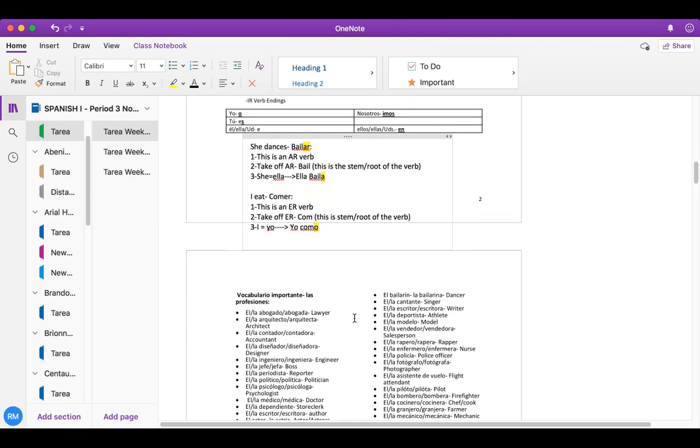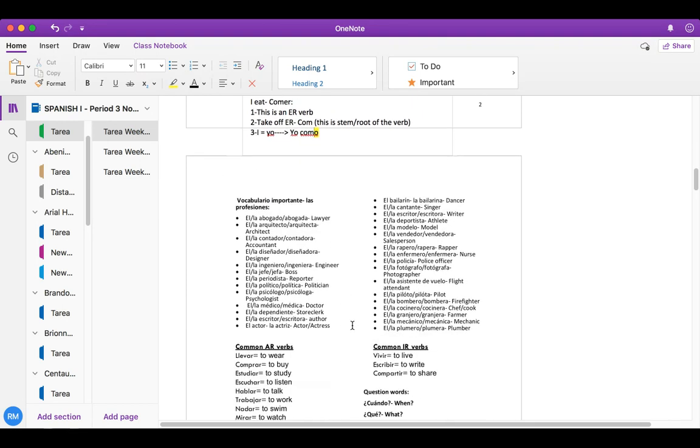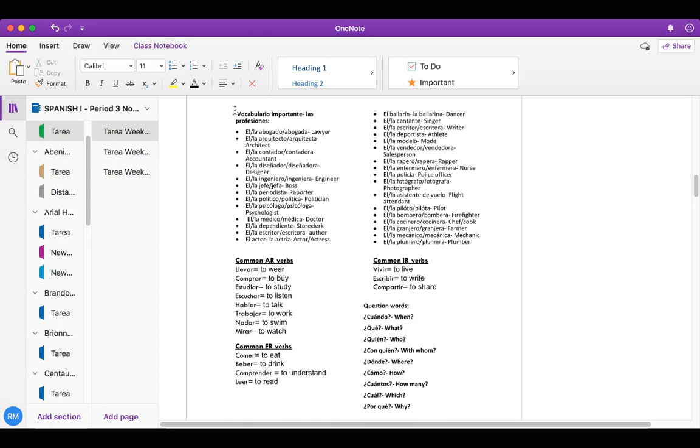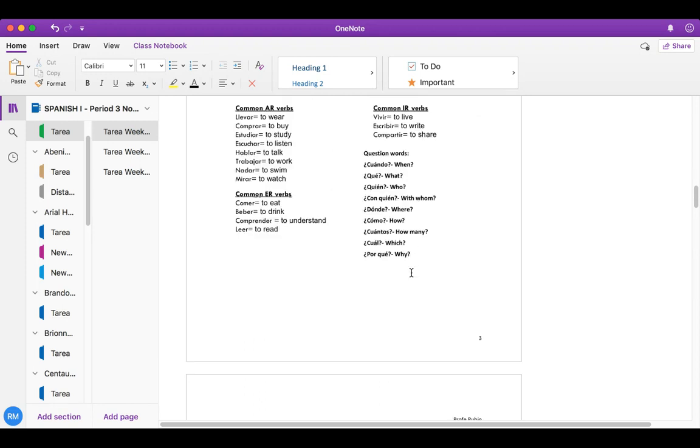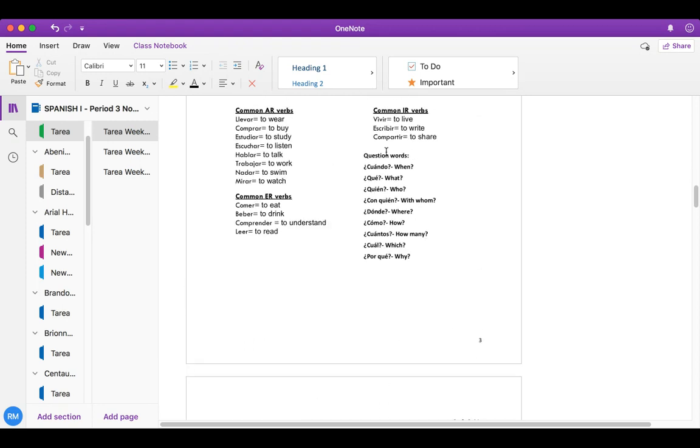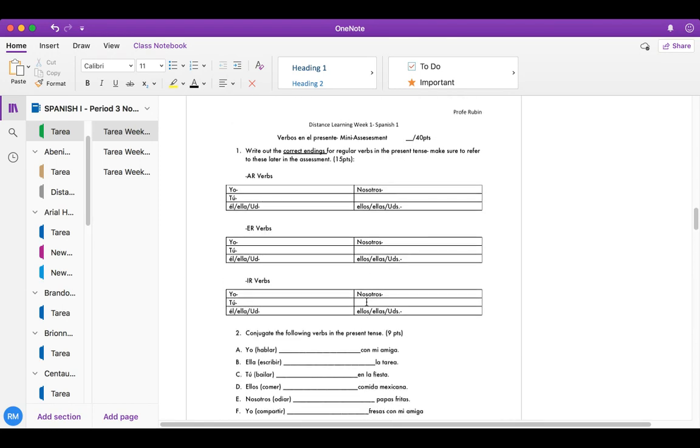Okay. So as we move on down, I'm going to skip past this important vocabulary here for las profesiones. That comes in handy more next week. Here are some helpful verbs in each of the categories: AR verbs, ER verbs, and IR verbs, and some question words just in case you've run into some issues with answering questions accurately.